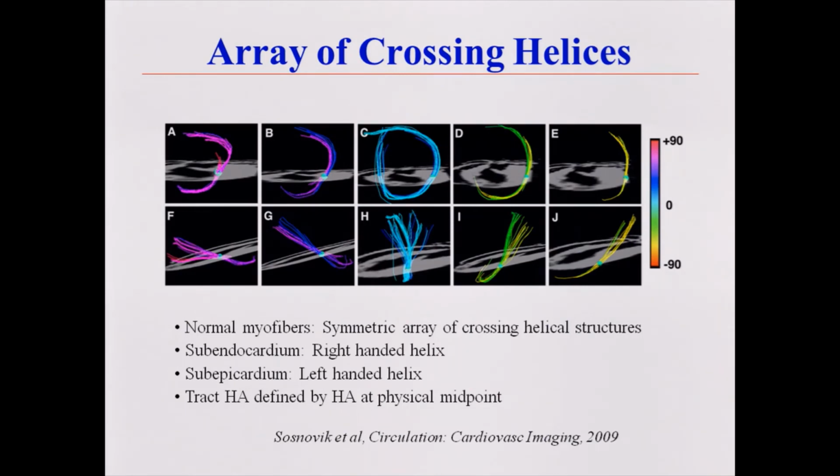If they did that, the heart wouldn't be able to contract. It's only in the mid-myocardium that they're circumferential, and you can see that in the subendocardium and the subepicardium, they're actually fairly orthogonal. They cross each other. They form an array of crossing helices. And one can color code the fibers according to that helix angle.